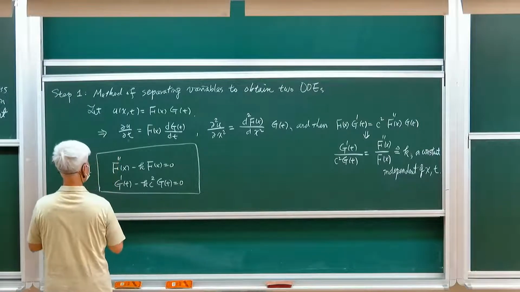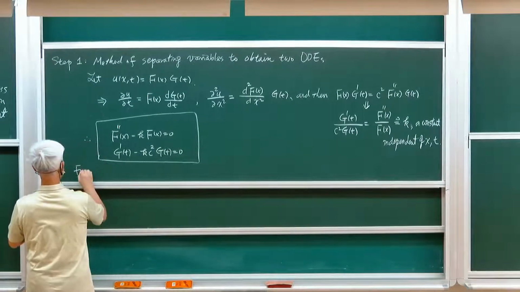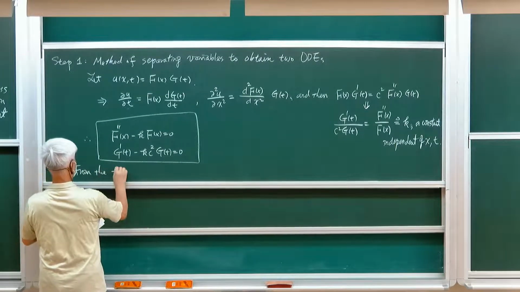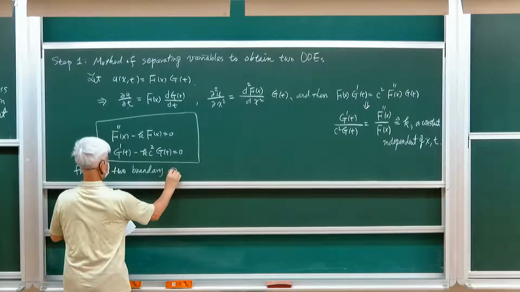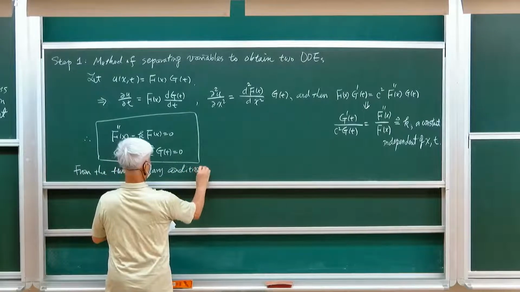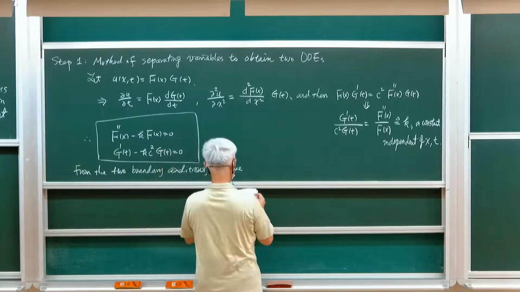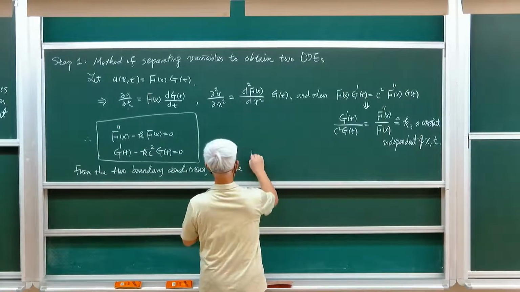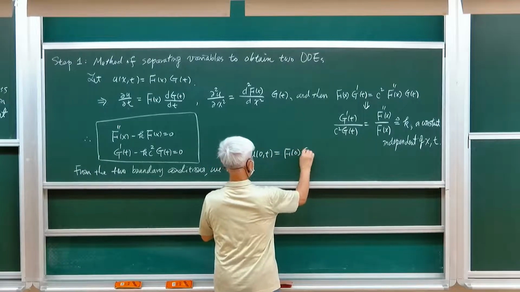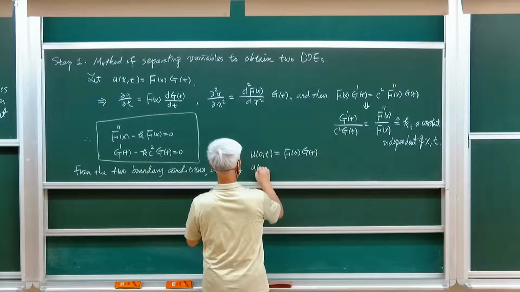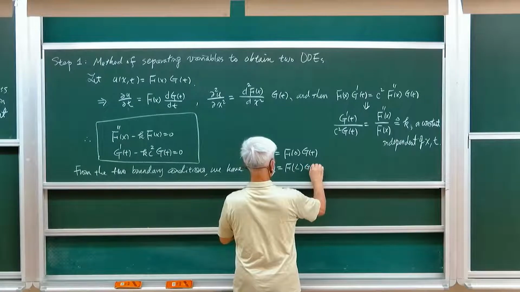All right, and now from the two boundary conditions, we have u(0,t) equal to F(0)G(t), and u(L,t) is equal to F(L)G(t).